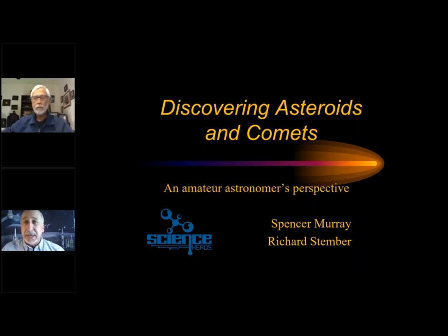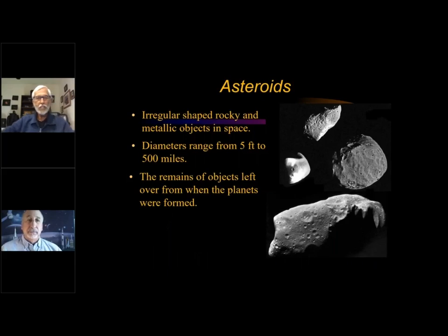Hey, Spence, what exactly are asteroids and comets? Okay, first of all, Richard, thank you for the introduction and welcome to all of our guests. I thought we'd start off with describing what asteroids are. The description is actually very simple. Asteroids are irregular shaped, rocky, and metallic objects in space.